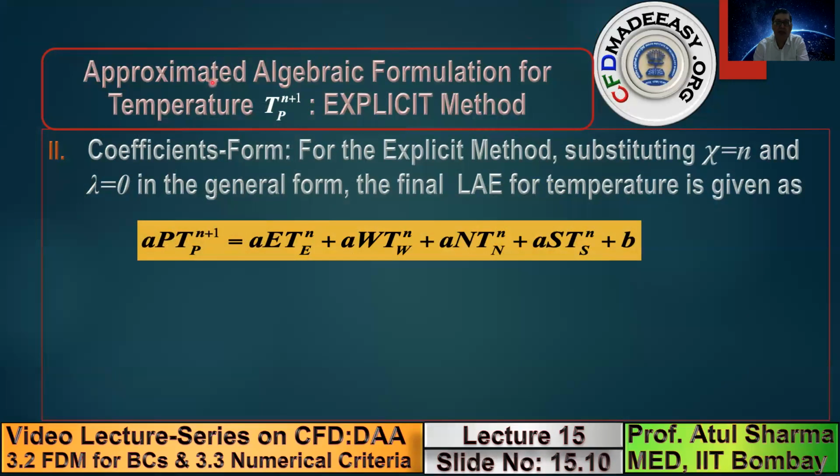This slide represents the approximate algebraic formulation for temperature using the explicit method. I have shown you 2 different forms: first a flux form, and then a coefficient form. In the coefficient form there is a general form where I have used certain terms like chi and lambda, where lambda is 0 for explicit, 1 for implicit, and half for Crank-Nicolson. Chi is n for explicit, n plus half for Crank-Nicolson, and n plus 1 for implicit. In the general equation which I presented in the previous lecture, if you substitute chi equals n and lambda equals 0, for the explicit method the final form of the linear algebraic equation is like this.